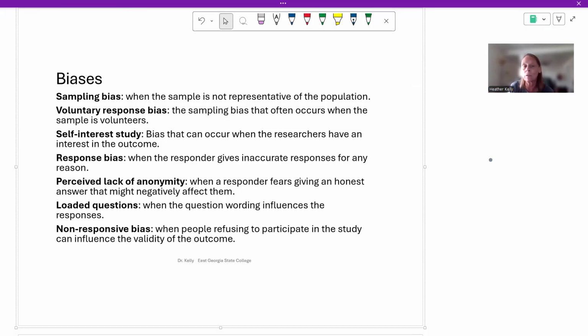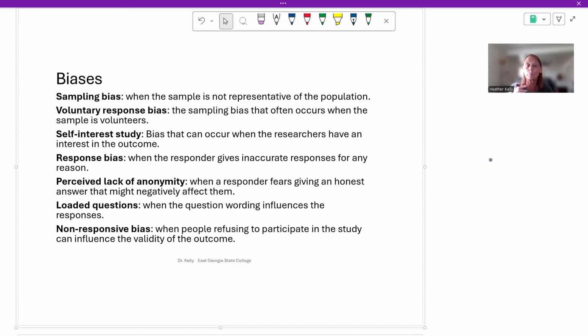Also, there's self-interest study bias, which occurs when the researcher has an interest in the outcomes. Say someone is out peddling a new drug, and they put out a study and they're talking to a group of doctors. Well, there's going to be a self-interest bias in the studies that they present and their conclusions because they have an interest in that outcome.